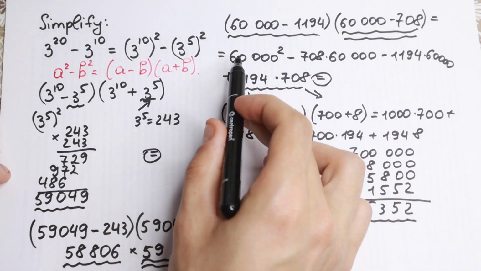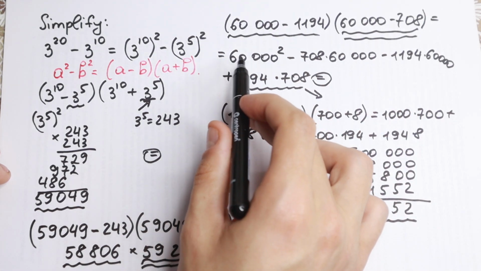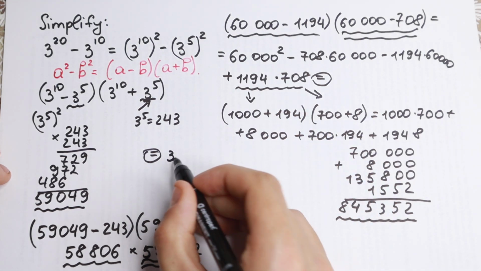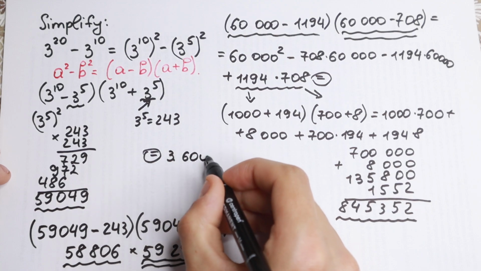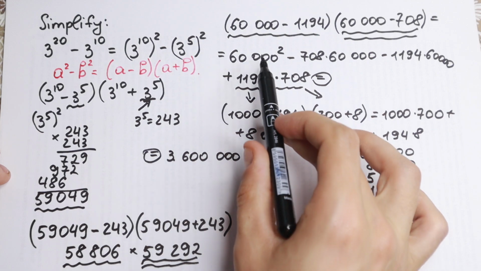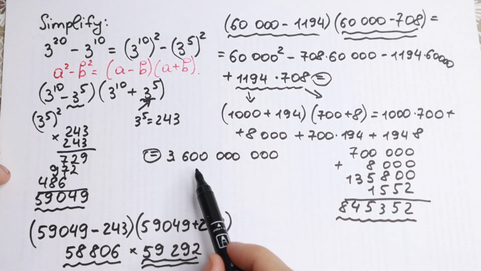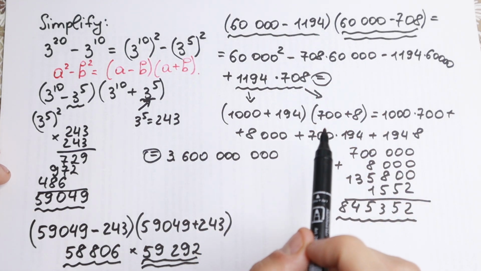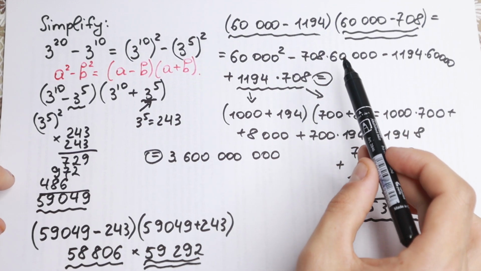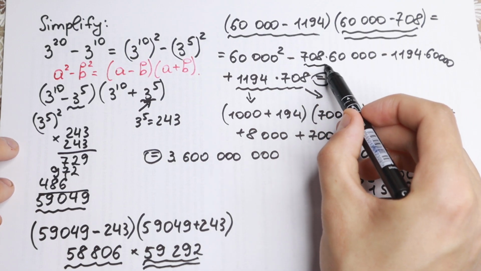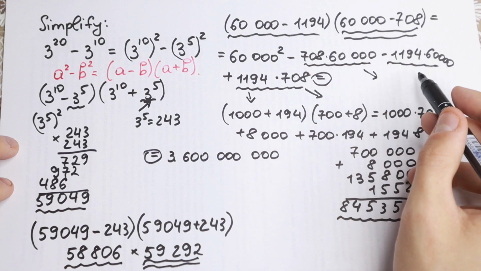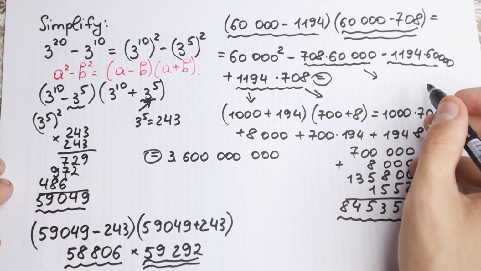So we have the first element, 60,000 squared. If we raise this, we will have 3, right here 600, right here 000 and 000. Really huge number. We just raise this to the second power and write zeros right here. Okay, what are we going to do next? We need to find this answer. But how can we find this? If we subtract this element and this element, we will have the next one.